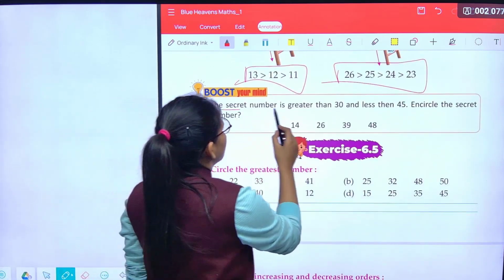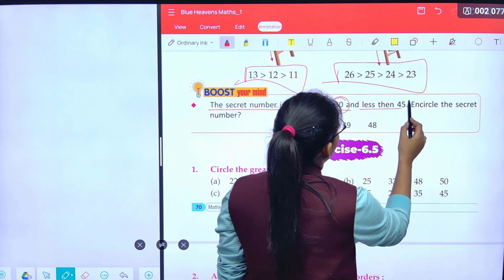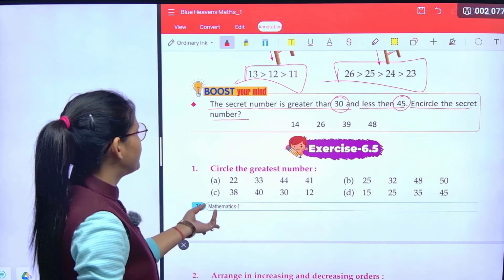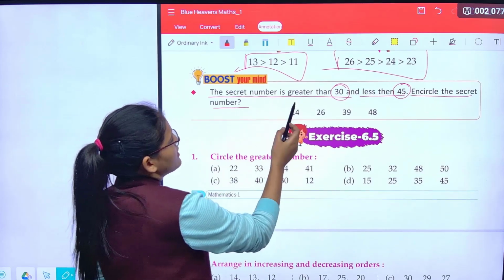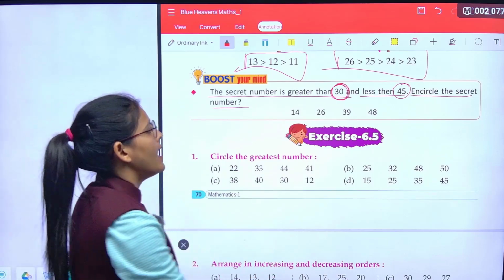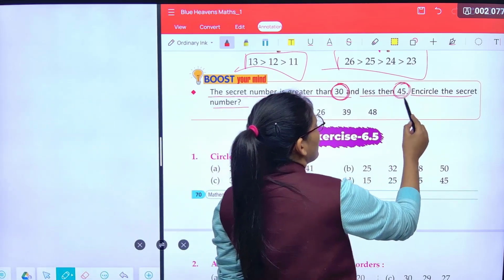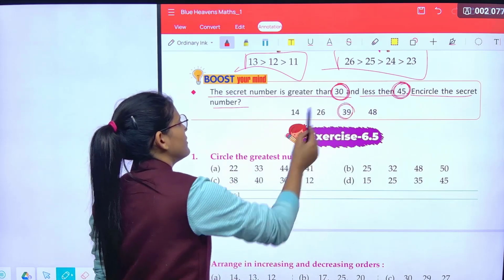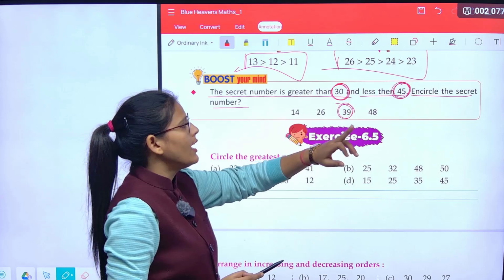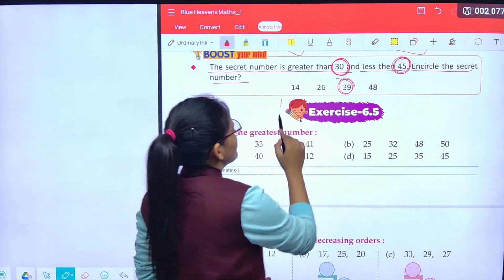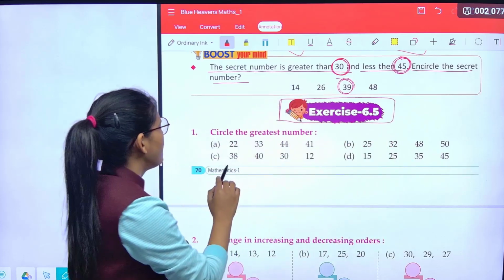The secret number is greater than 30 and less than 45. Encircle the secret number. Understand? Class, वो नंबर क्या हो, 30 से तो ज्यादा हो but 45 से कम हो. Encircle the secret number, it is 39. ये 30 से तो ज्यादा है but 45 से कम है. Understand?